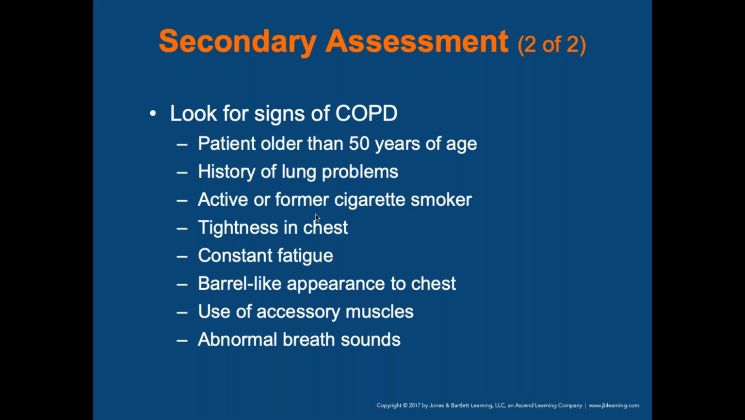Often have a history of lung issues and are almost always long-term active or former cigarette smokers. Complain of a tightness in their chest, constant fatigue, may have a barrel-like appearance. Remember I mentioned the AP diameter increase of their chest, the barrel chest. Often have use of accessory muscles to breathe and exhibit abnormal breath sounds. What you may see with these patients is a lot of pursed lip breathing. If they're walking, they have to stop and catch their breath. They may purse their lips to provide the help they need.